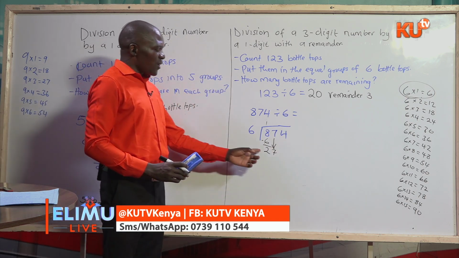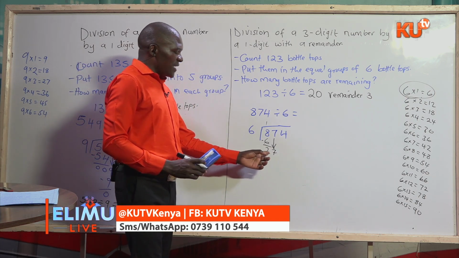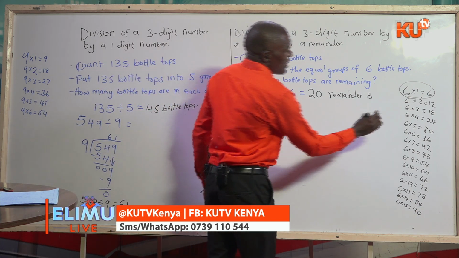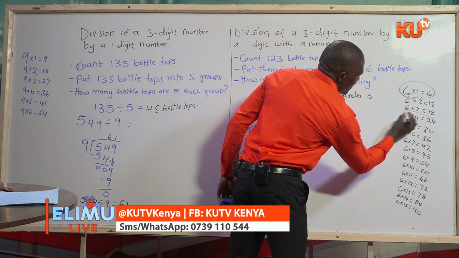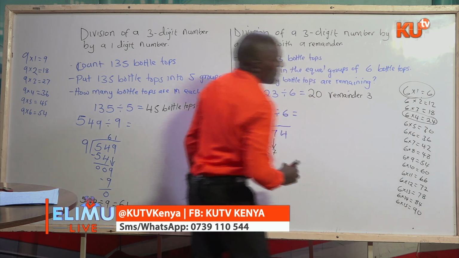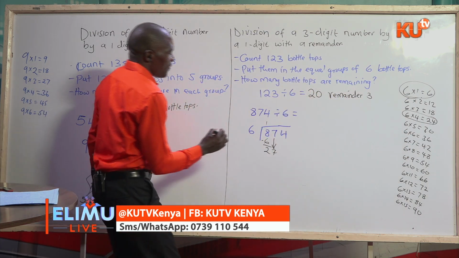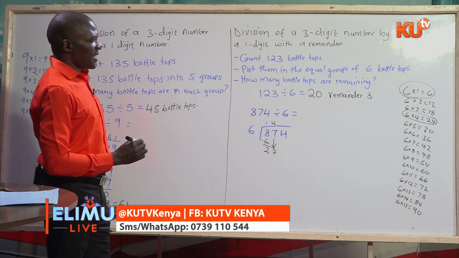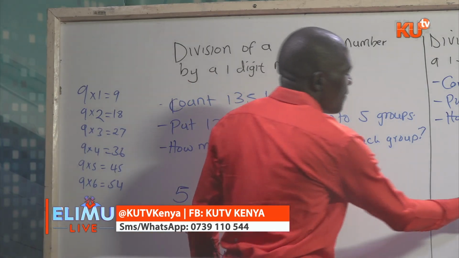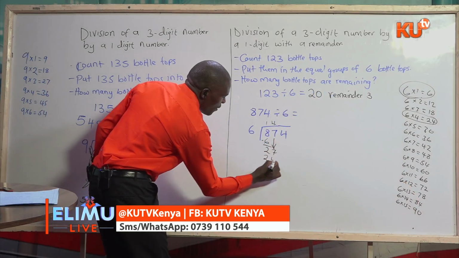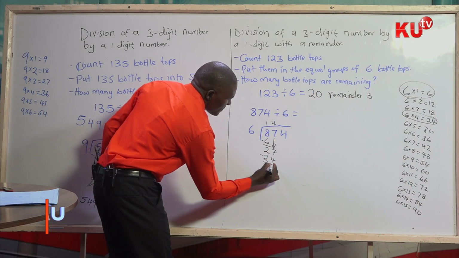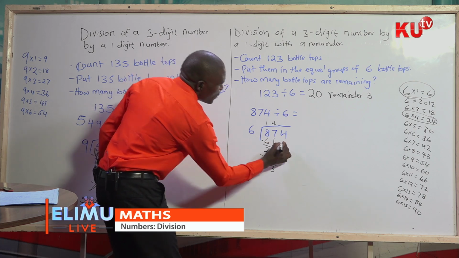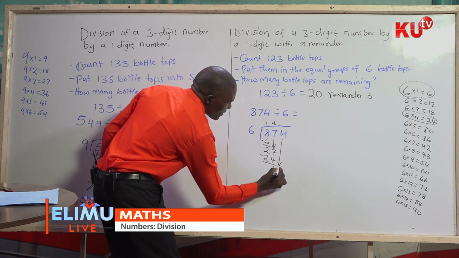Then you are also going to divide 27 by 6. Move to table 6 and see. It is this number here. That is 4. Write 4 on top of 7. And then multiply 4 times 6 to get 24. Subtract 24 from 27, you get 3. Then you drop 4.